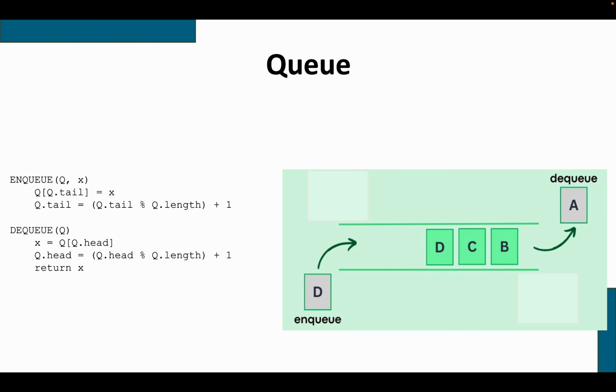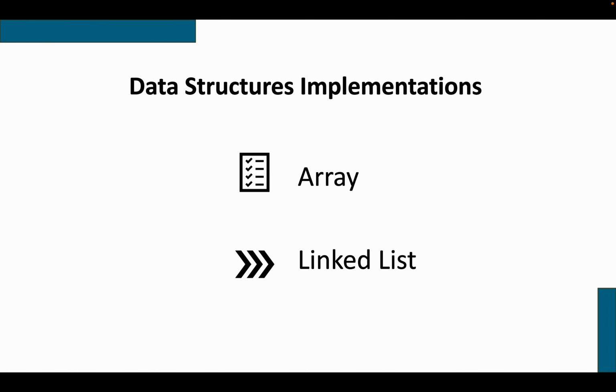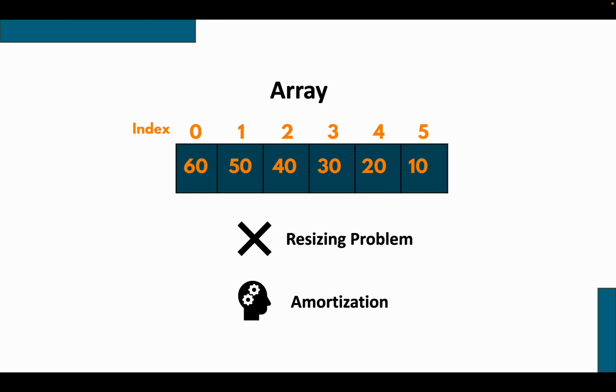Now we know two ADT types, and we know the corresponding functions. It's time to think about how to store data in our memories. To implement the data structure, we have two ways. One is array and the other is linked list. What are the differences between these two implementations? The array. The array is like that.